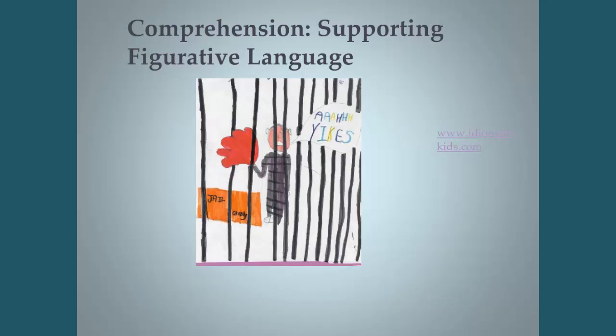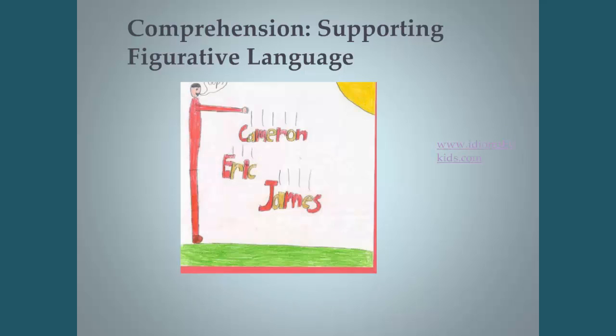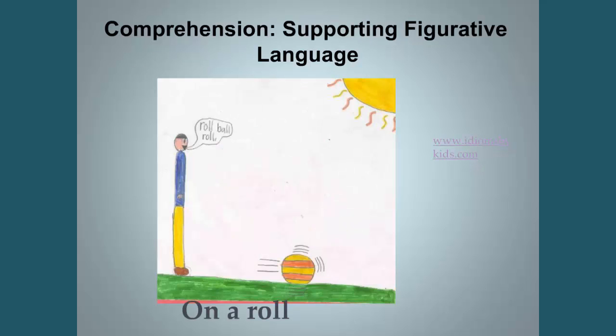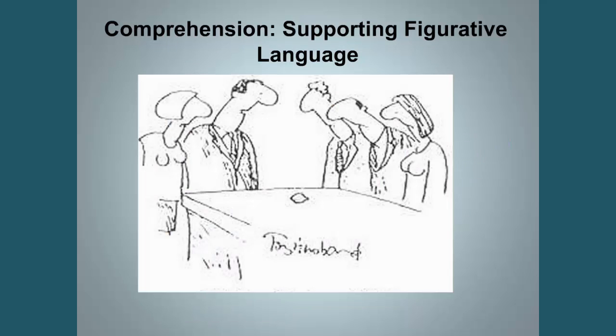I love this one. This is one of my favorites. Caught red-handed. And I like this one too. Name dropper, very good. On a roll. Now this one is for adults and not for children. It's out of the New Yorker. Think about it for a minute. That's a nut in the middle of the table. There it is in a nutshell.